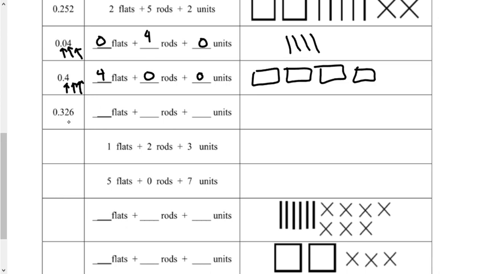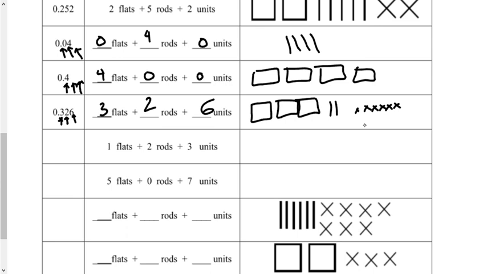Point 326. Remember, we have our flats, rods, units. So 3 flats, 2 rods, 6 units. 3 flats, 2 rods, and then 6 units. There we go. You could draw tiny little boxes, but I wouldn't recommend it. Drawing a little box starts to make you wonder if it's a little box or a big box, especially when you get sloppy.